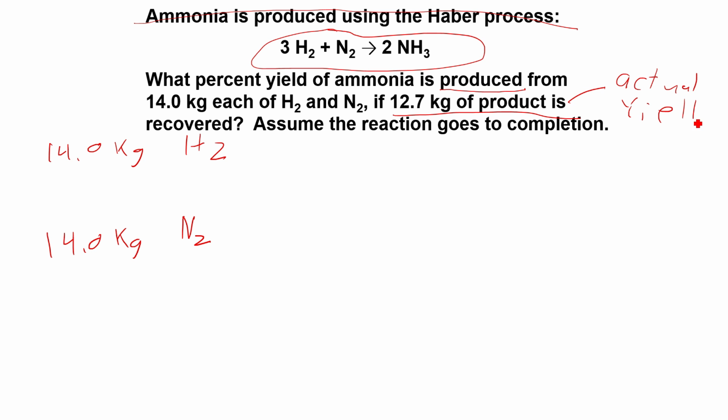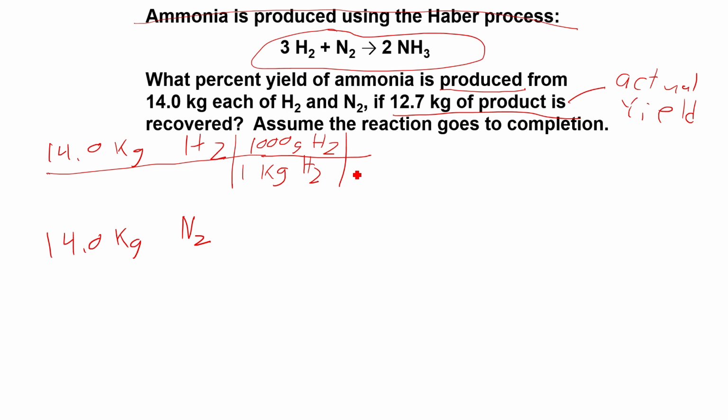So to figure this out, we're going to assume the reaction goes to completion. That means I don't have to worry about stuff not working right for figuring out the maximum amount. So we're going to figure out from the maximum what we should have gotten, and then compare that to the product recovered to figure out what our percent yield was. So we start with 14 kilograms of hydrogen, and we're going to figure out what it can make. So remember, we've got to first convert both of these into grams. So there is 1 kilogram of hydrogen and 1,000 grams of hydrogen.